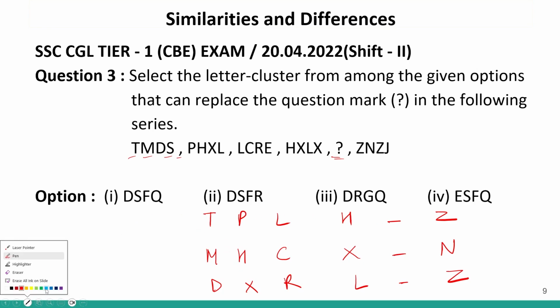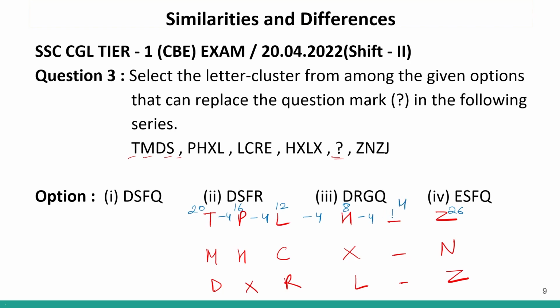So I'm going to give them forward ranks. T is 20. P is 16. L will be 12. H will be 8. Z will be 26. So here I can see minus 4, minus 4, minus 4. So I'll move 4 positions back. That will give me the fourth position, and at the fourth position, we have D. So when I get D, I can clearly eliminate option number 4.